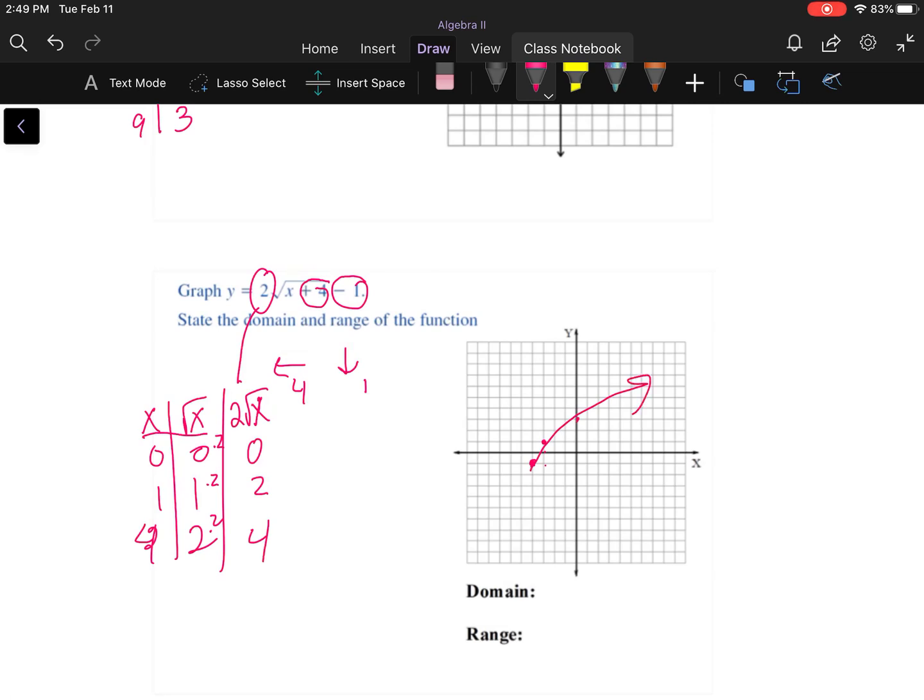Okay, now my domain is x is bigger than or equal to negative 4. Where did I get that? I took the x plus 4 that was underneath the square root, and I said it's got to be bigger than or equal to 0, because I can't take the square root of anything smaller than 0. So subtract 4, and there's my domain. My range is going to be y is greater than or equal to negative 1. How did I get that? I looked at my k value of minus 1. It went down 1. Okay.